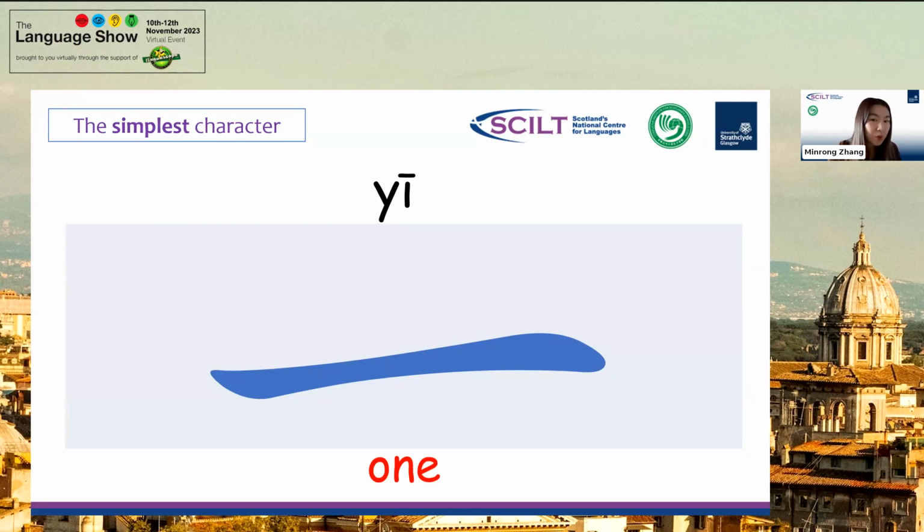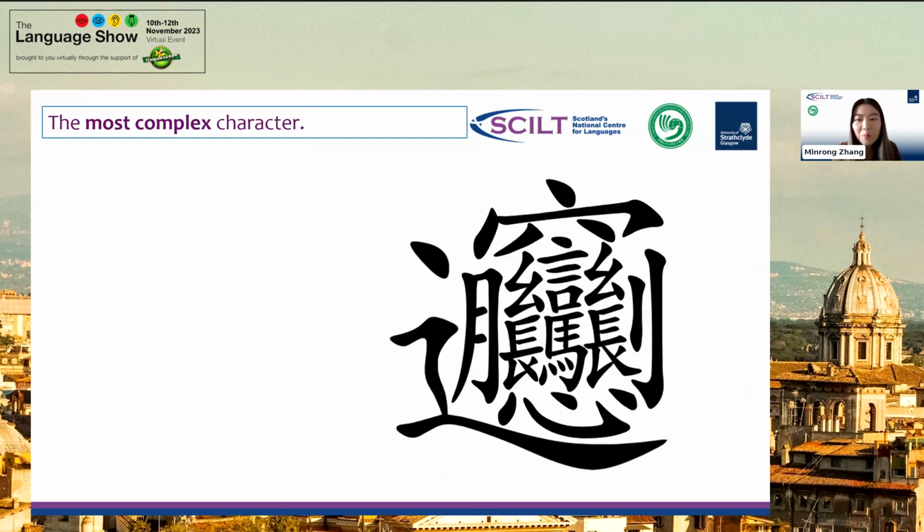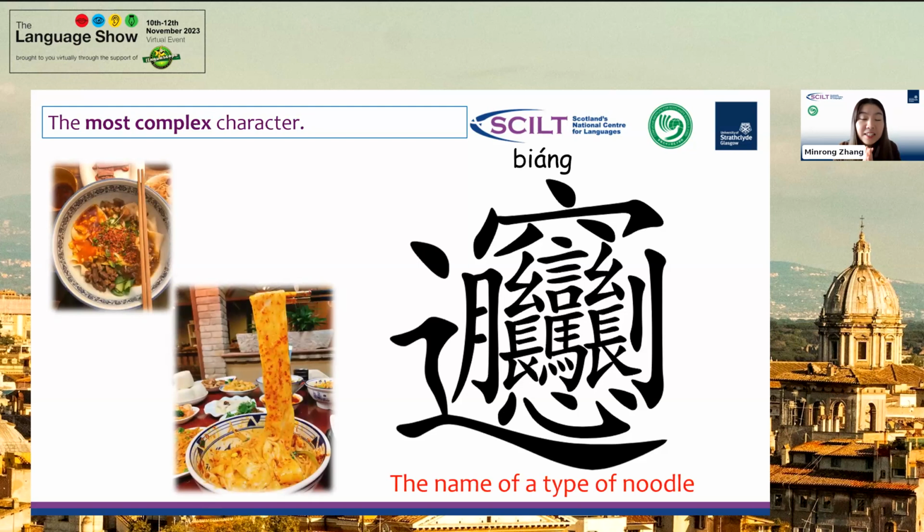Now I'm going to show you the most complex character in the world. This is overwhelming, right? But don't panic. 99% of Chinese people don't even know how to draw this character. It is a type of thick noodles in Xi'an, and it is delicious. In total, it has 56 strokes. And you don't need to be able to write it in order to try it.